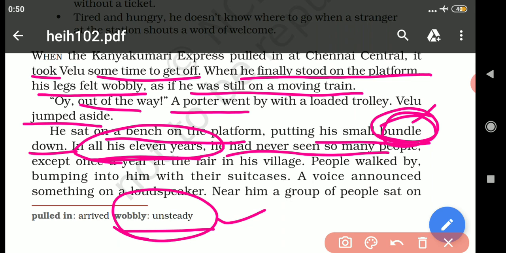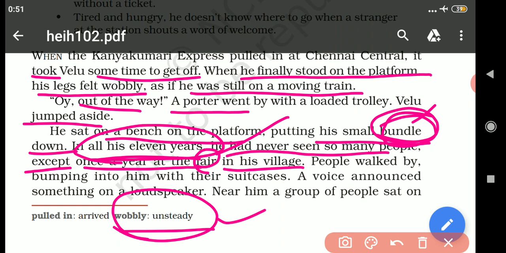He had never seen, वो कभी नहीं देखा था. I have never seen, मैंने आज तक नहीं देखा है. He had never seen, उसने कभी नहीं देखा था. So many people, except once a year at the fair in his village, सिवाय एक बार उसने देखा है. Once a year, एक बार दिखता था साल में. Once a year at the fair. फेयर मीन्स क्या है? मेला. गांव में जो मेला लगता है. At the fair in his village, उसके गांव में जो मेला लगता है every year.